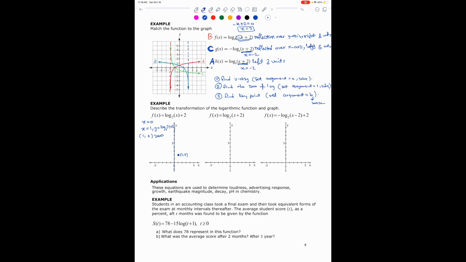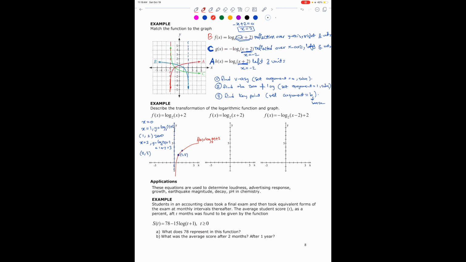Lastly, we're going to find a key point, which is by plugging in x equal to the base. So we're going to have x equals 2. That will lead to y equals log base 2 of 2 plus 2. That is 1 plus 2 equals 3. So the new point is 2 and 3. That is a key point. When x is 2, y is equal to 3. And the graph of the logarithm is going to look like this. So that is f of x equals log base 2 of x plus 2.